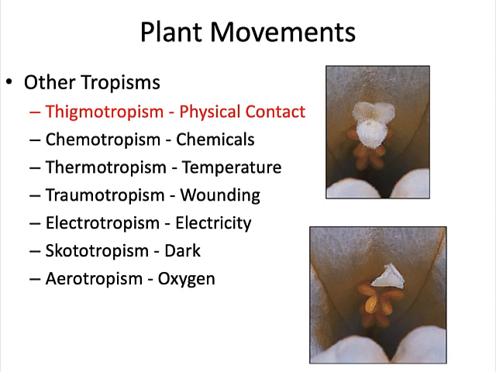Other unique tropisms include the following list, but the only one that I focus on for our class is thigmotropism. This is response to physical contact, and we often see this as a response to different types of leaves or flower parts. Thigmo is Latin for the word touch, and therefore physical contact will cause the part to move.